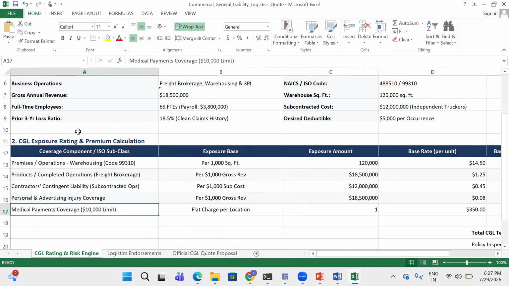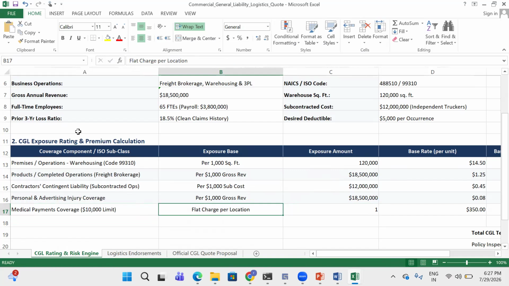For example, we have taken a property, where the property coverage we want to show as $1 lakh. That is the coverage limit you want. So with $1 lakh, automatically the insurance premium will also go higher. Here in the medical payment coverage, we have mentioned a $10,000 limit. So that is the exposure amount we have taken.